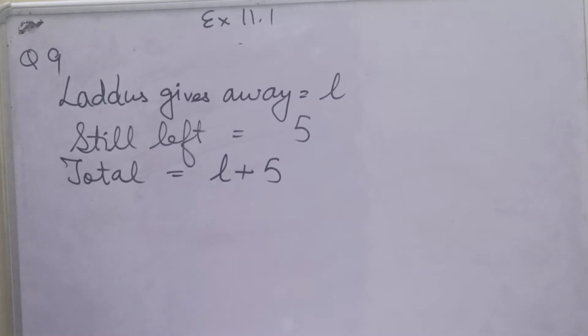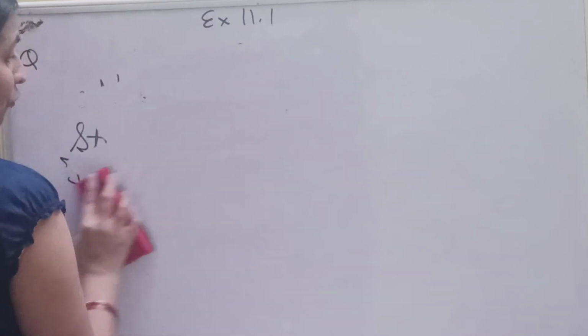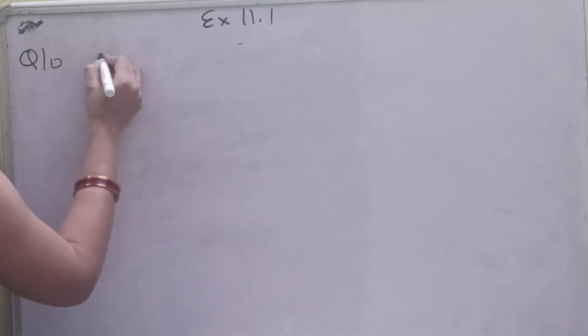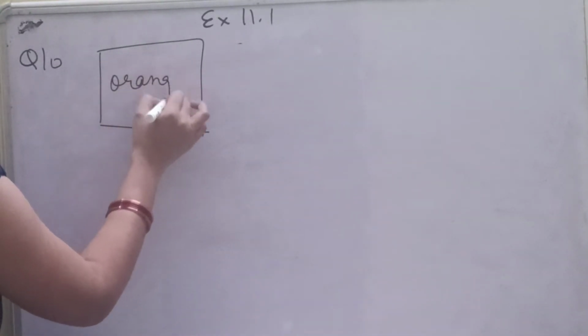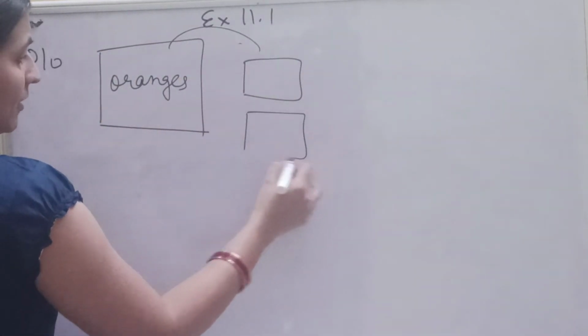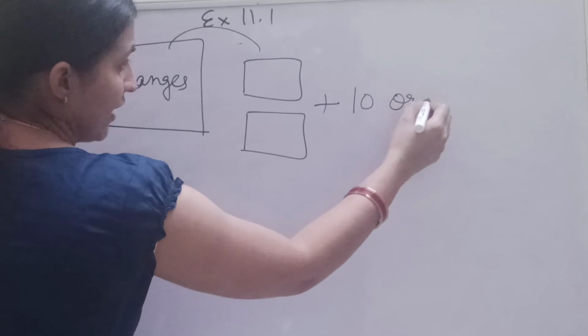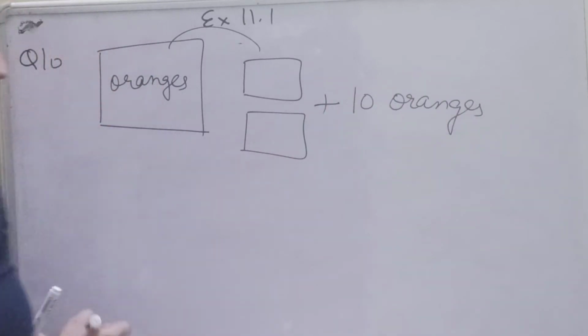Question number 10 is: oranges are to be transferred from a larger box to smaller boxes. When a large box is emptied, the oranges from it fill two smaller boxes. So there is one large box in which we have oranges, and when we transfer these oranges into smaller boxes, after filling these two boxes, still 10 oranges are left.